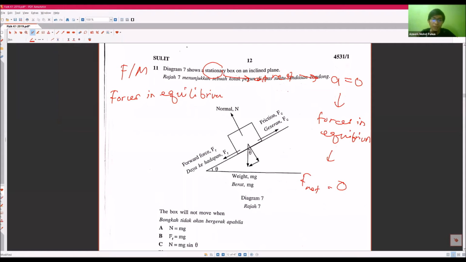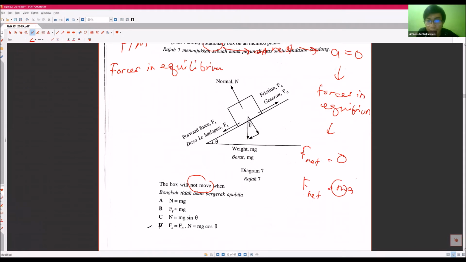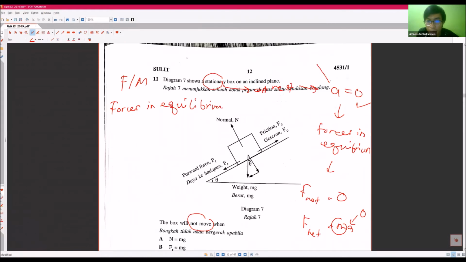Okay, the box will not move when, so basically this is the situation, right? The box will not move when the net force is 0, because when the net force is 0, in F equal to ma, mass cannot be 0, right? So a must be 0, then that means either velocity is 0 or velocity is constant. But in this case, velocity is 0, so at rest. Okay, so the box does not move.